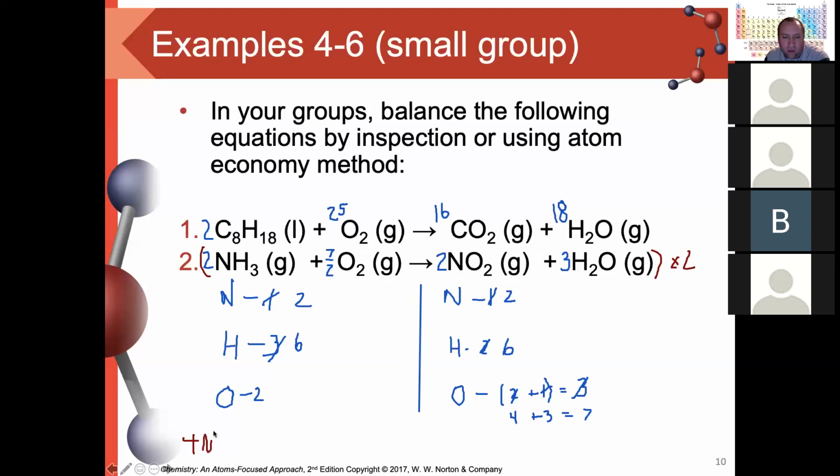4 ammonia plus 7 oxygen, making 4 nitrogen dioxide and 6 water.